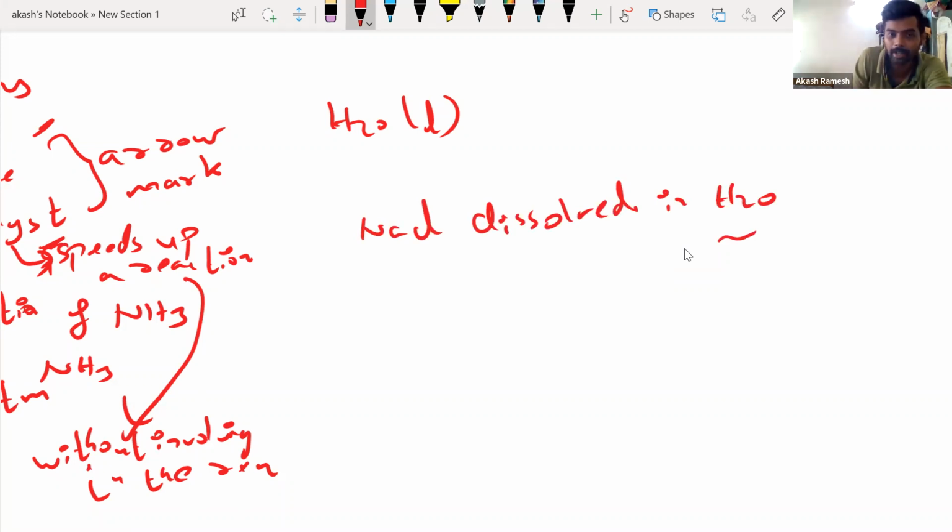But if NaCl is dissolved in water, it is no more a liquid. So how do I write it? I write it like NaCl is dissolved in water. How do I represent it? I represent it by putting an aqueous, AQ.